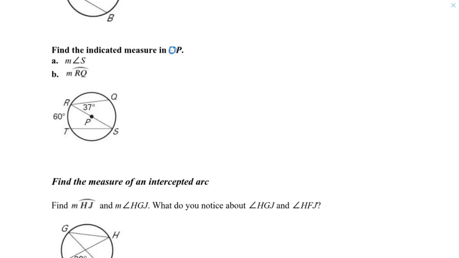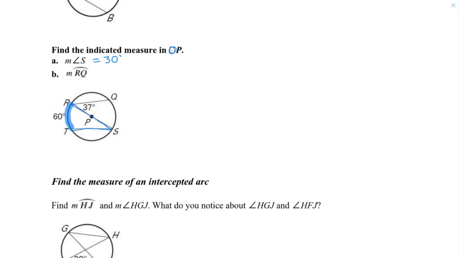All right, let's look at an example here. We have two different things we're going to try to find. We're going to try to find the measure of angle S and the measure of arc RQ. So if I want to find the measure of angle S, we're talking about this angle right here, RST. We see its intercepted arc, which is arc RT right here, is 60 degrees. We know that the measure of the angle opposite that is going to be half that measure. So the measure of angle S we know is going to be 30 degrees, which is half of 60.